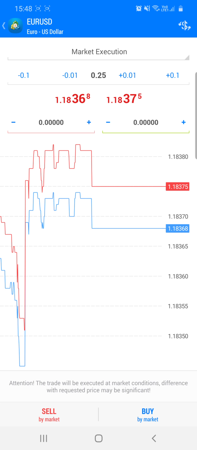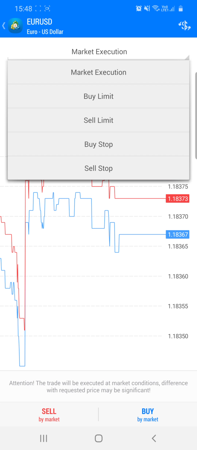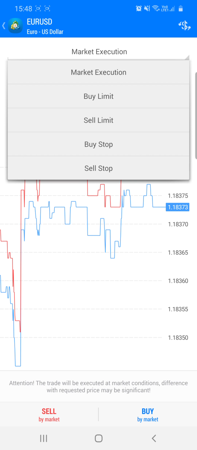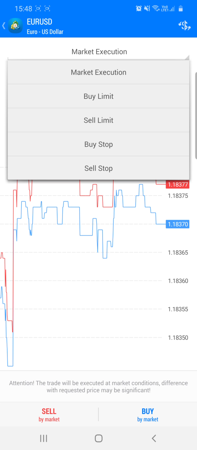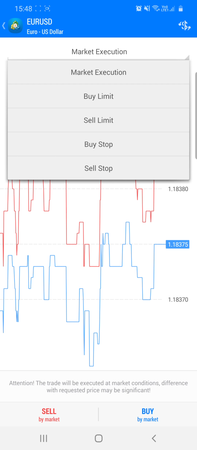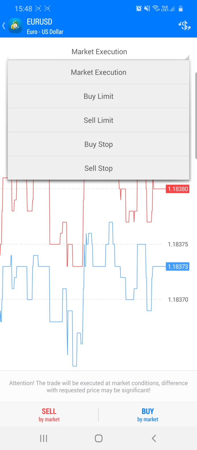You have the order type, which you can either do market execution, buy limit, sell limit, buy stop, or sell stop. Market execution means that you want to be entered right here, right now. Enter me straight away into the market. Buy limit, sell limit, or buy stop or sell stop means that you're going to set those parameters, and when it gets to a certain point, it will enter you into that trade automatically. So bear that one in mind.